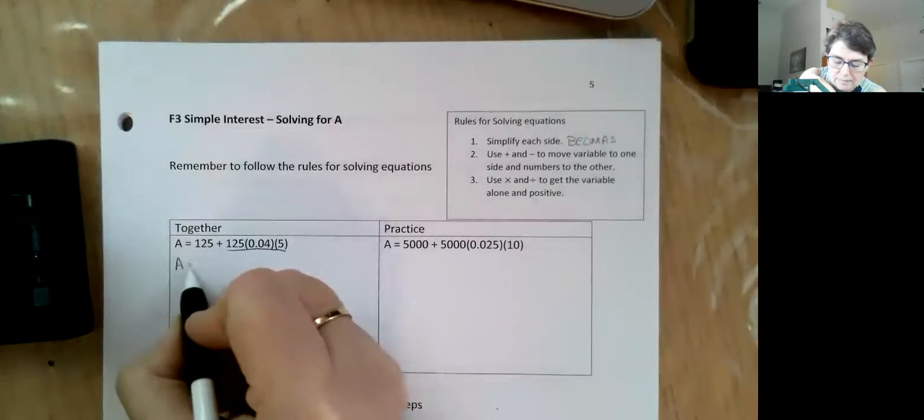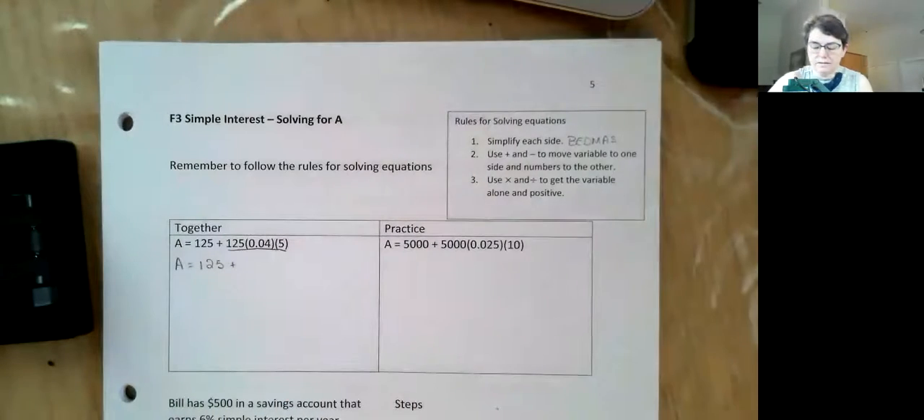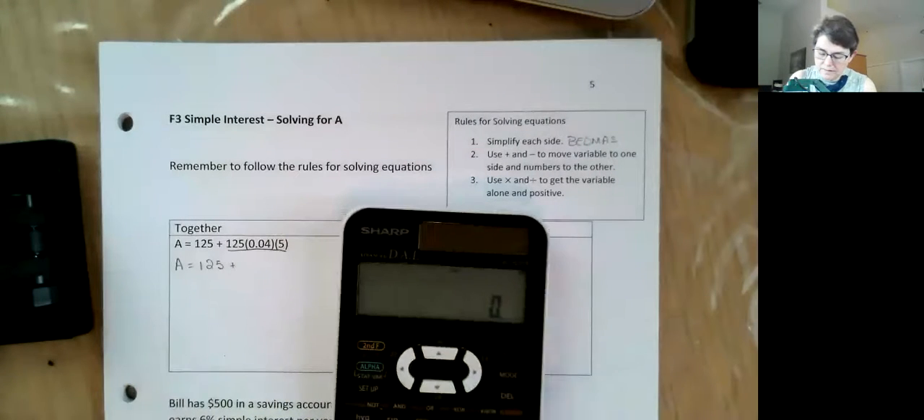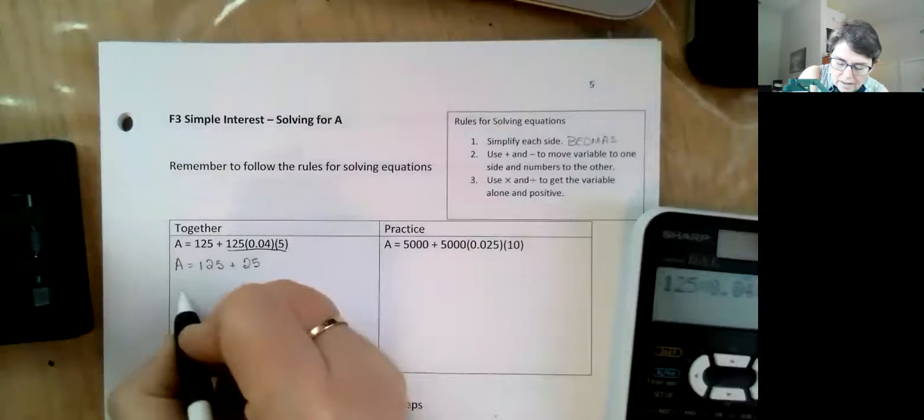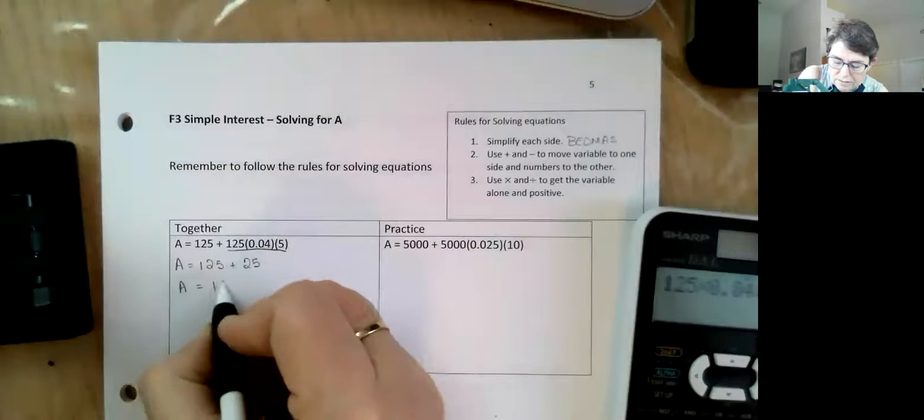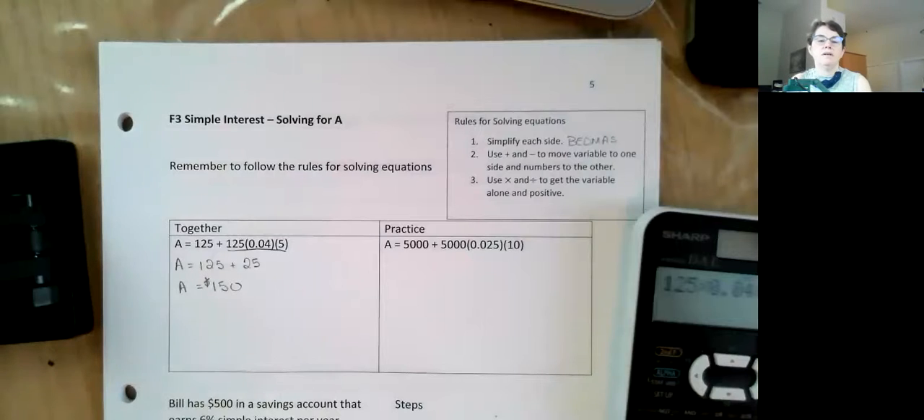So A is equal to 125 plus 5 times 0.04 times 5, plus 25. So the amount is equal to 150. And because it's about interest and all about dollars, there you go.